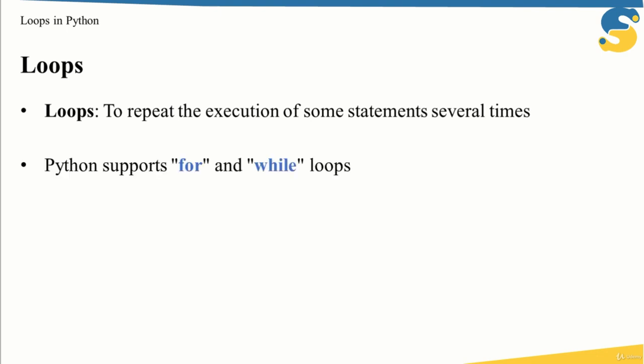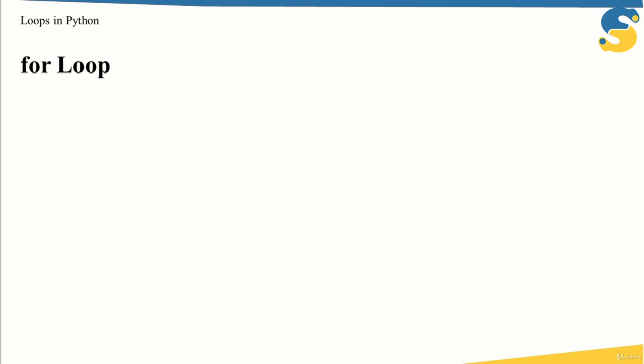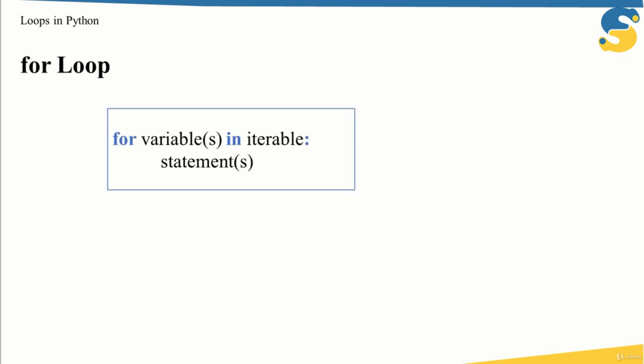So I can repeat the same statement multiple times without the need to type these statements again and again. In Python, there are two types of loop. We have for loop and while loop. Let's start by understanding what a for loop is first. I will start by showing you the syntax. So as you see here, if you want to use for loop, you have to say for, then variable or set of variables. So you can say variable or variables in iterable, then colon, and then you have to put some statements. You can use one statement or multiple statements.